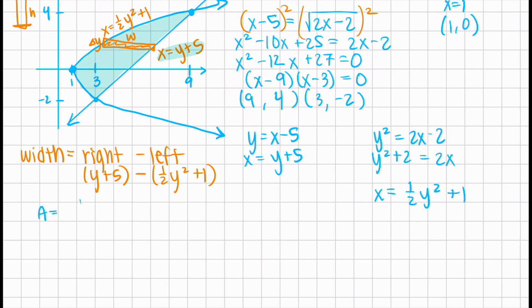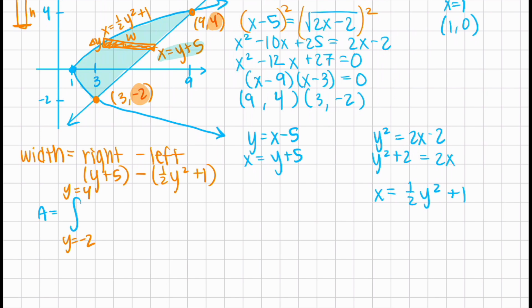So my area is going to be the integral. Now all of this is in terms of y, so I want you to imagine taking this rectangle and sweeping it vertically. I'm going to start down here. We decided this is at the point 3, -2, so I'm going all the way down to -2. That's where I'm starting, so that's going to be the lower bound of my integral. And I'm sweeping this rectangle all the way up to this point, which is at 9, 4. We're integrating in terms of y, and I'm sweeping this rectangle from -2 to 4. So those are the bounds of my integral.